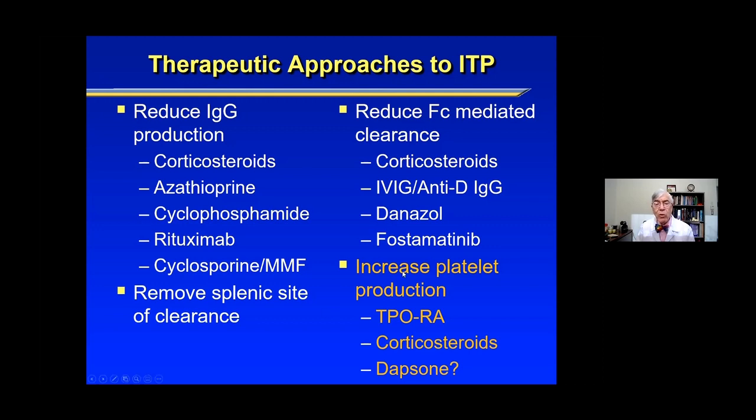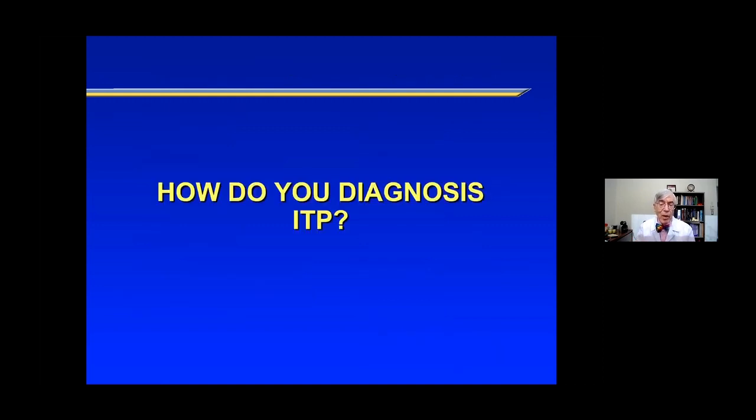These are things that increase the rate of platelet production. So you can approach both sides of the ITP equation, decreasing destruction or increasing production, to allow us to treat patients with ITP.